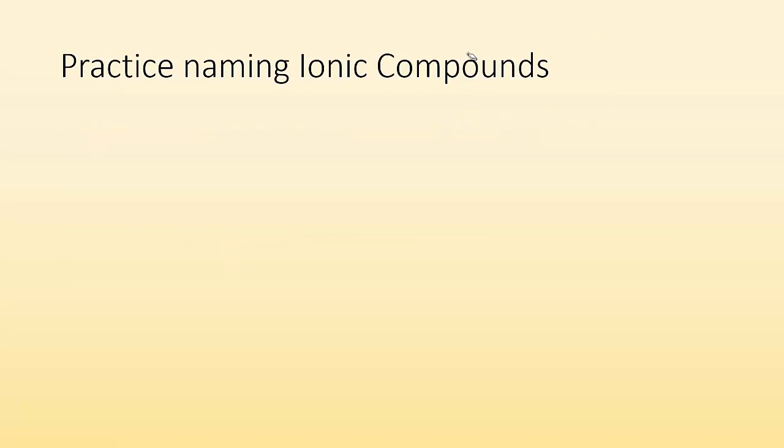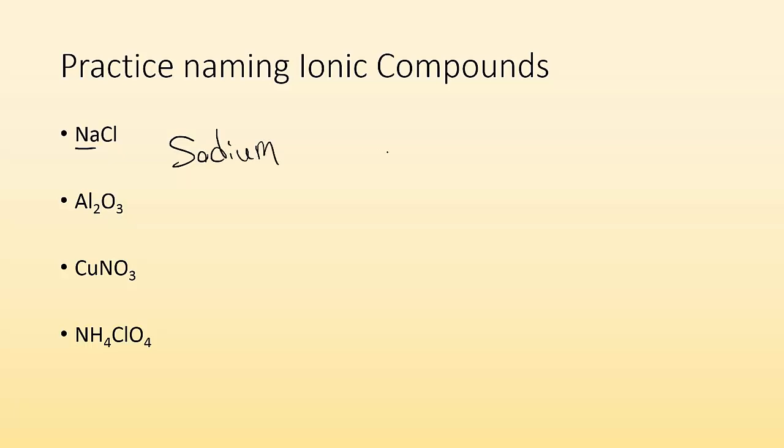All right, practice naming ionic compounds. Let's try. Why don't you guys try naming these, pausing the video, naming them, and then checking. Okay, so pause. I'll wait. All right, welcome back. So we got NaCl. Well, the first name is going to be the metal, sodium. It's not a transition metal, so it doesn't need a Roman numeral. It can only be +1 charge, and the chlorine becomes chloride.